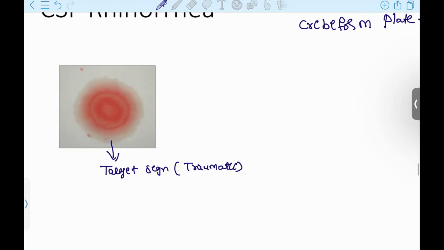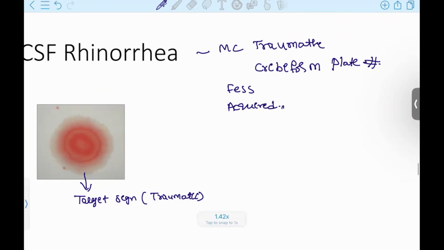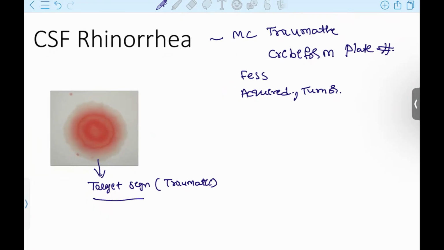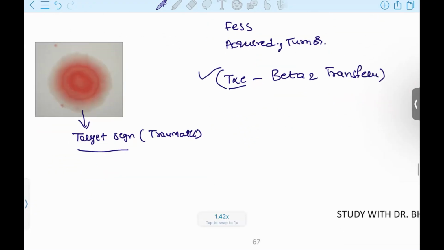But are there any other causes of CSF rhinorrhea? Yes, there are other causes, like FESS surgery, or the patient has simply acquired it due to some of the surgeries, right? Or even tumor overgrowths can lead to CSF rhinorrhea. But the target sign or halo sign is seen only in traumatic CSF rhinorrhea. What is the best test that can detect this one? So the best test for this is beta-2 transferrin. Okay, beta-2 transferrin should be done for testing CSF rhinorrhea. The gold standard imaging will be HRCT skull.